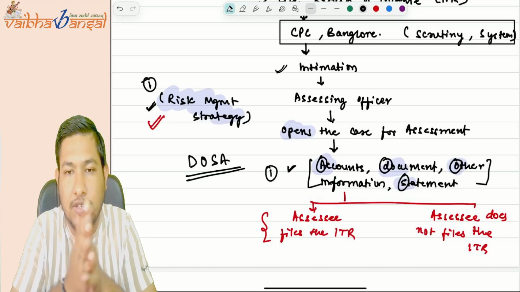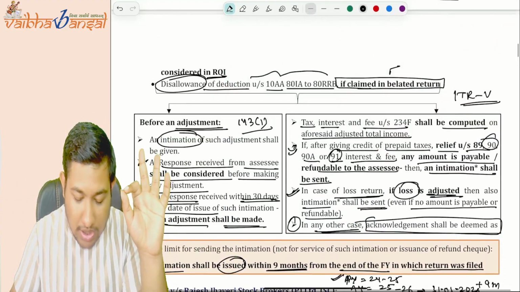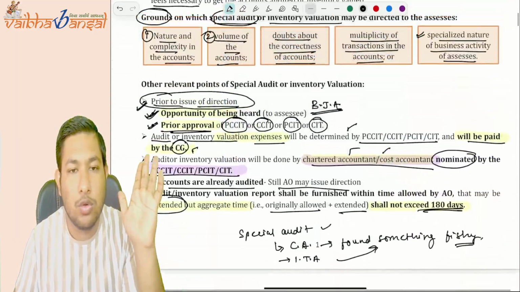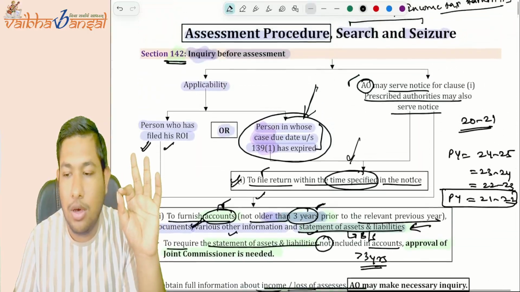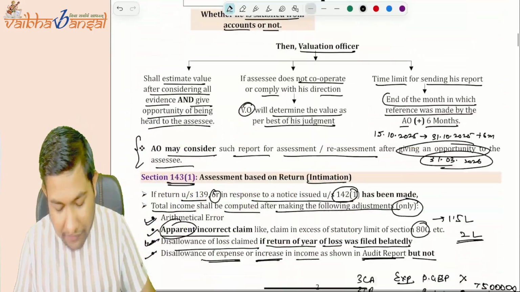Understood or not? Tell me this first. Till now, is it clear or not? We have seen only three sections as of now: section 143(1), section 142A, or section 142(1). Clear or not? Everything is clear. Very good.